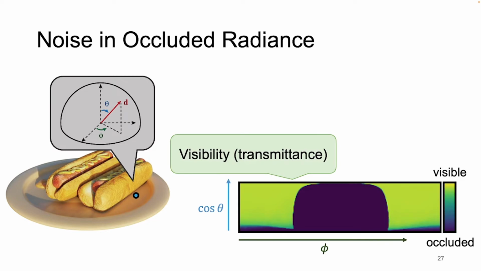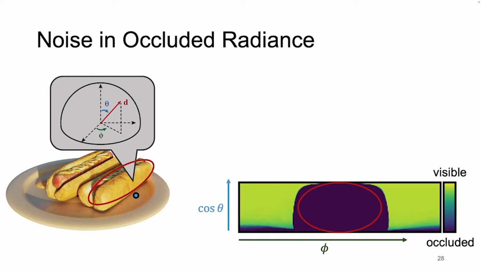This is the heat map of volume occlusion visualized using the cylindrical projection. A brighter color means more visible, and a darker means more occluded. Radiance fields typically have regions occluded by the volume. In this case, we can see the dark silhouette of the hot dog.